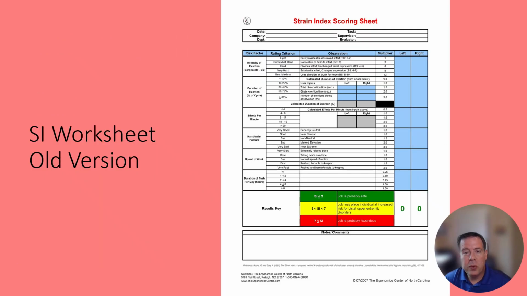So this is the old worksheet from the strain index. You can see this one comes from North Carolina, and you can go through it, but we'll mostly do the newer version.